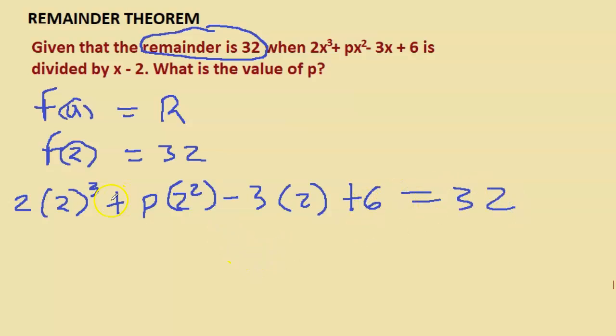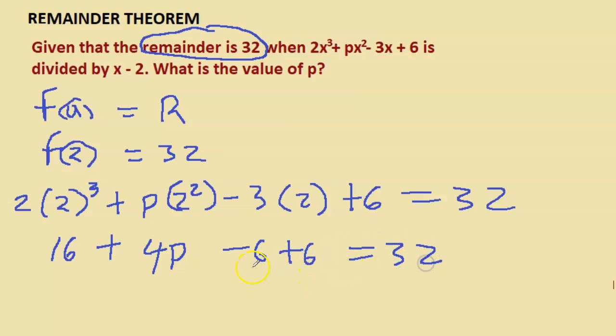The remainder. Now 2 cubed is 8. 8 times 2, that's 16. 2 squared is 4, so 4p minus 6 plus 6 equals 32. So what we have now is 16 plus 4p equals 32. So that's 0, right? So what we have is 16 plus 4p equal to 32.